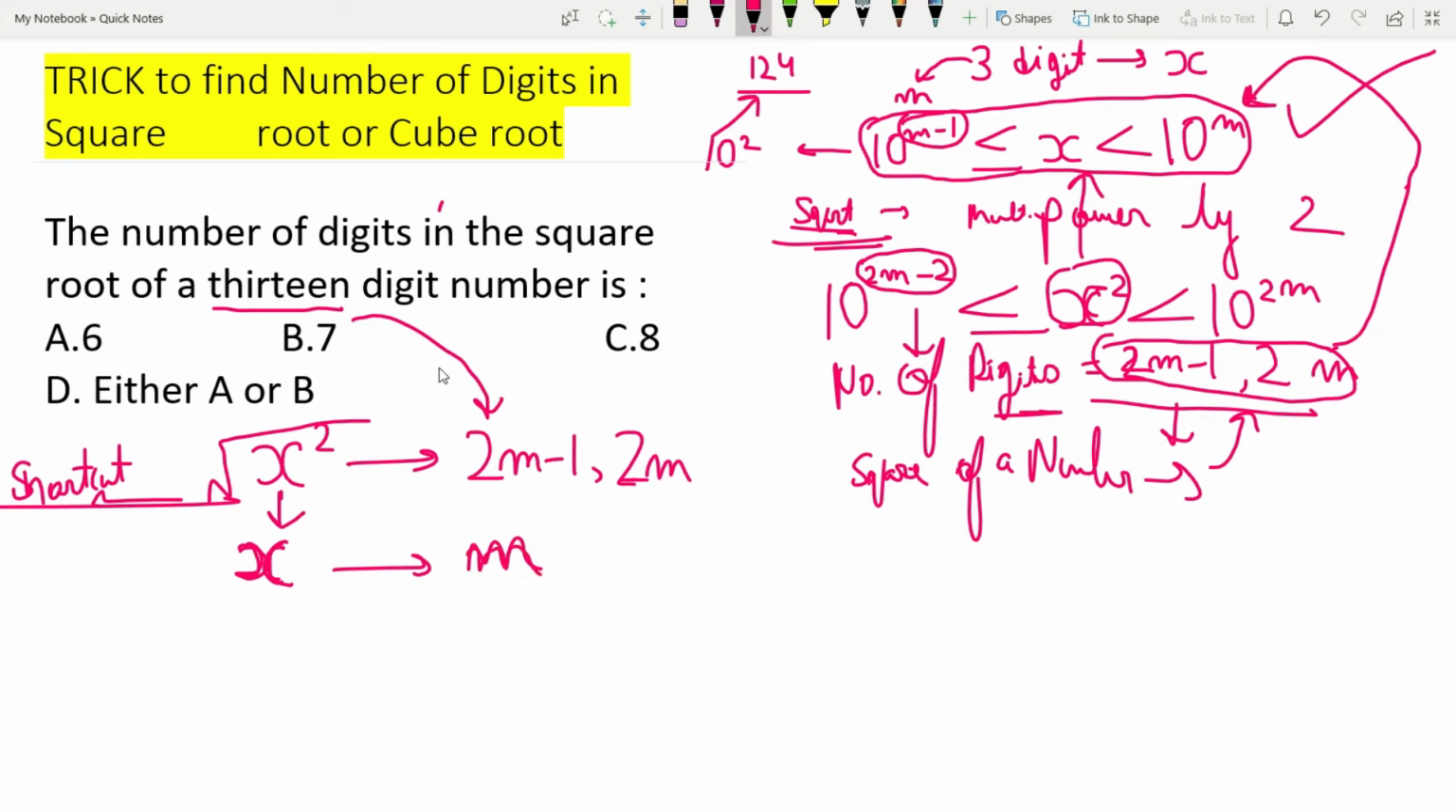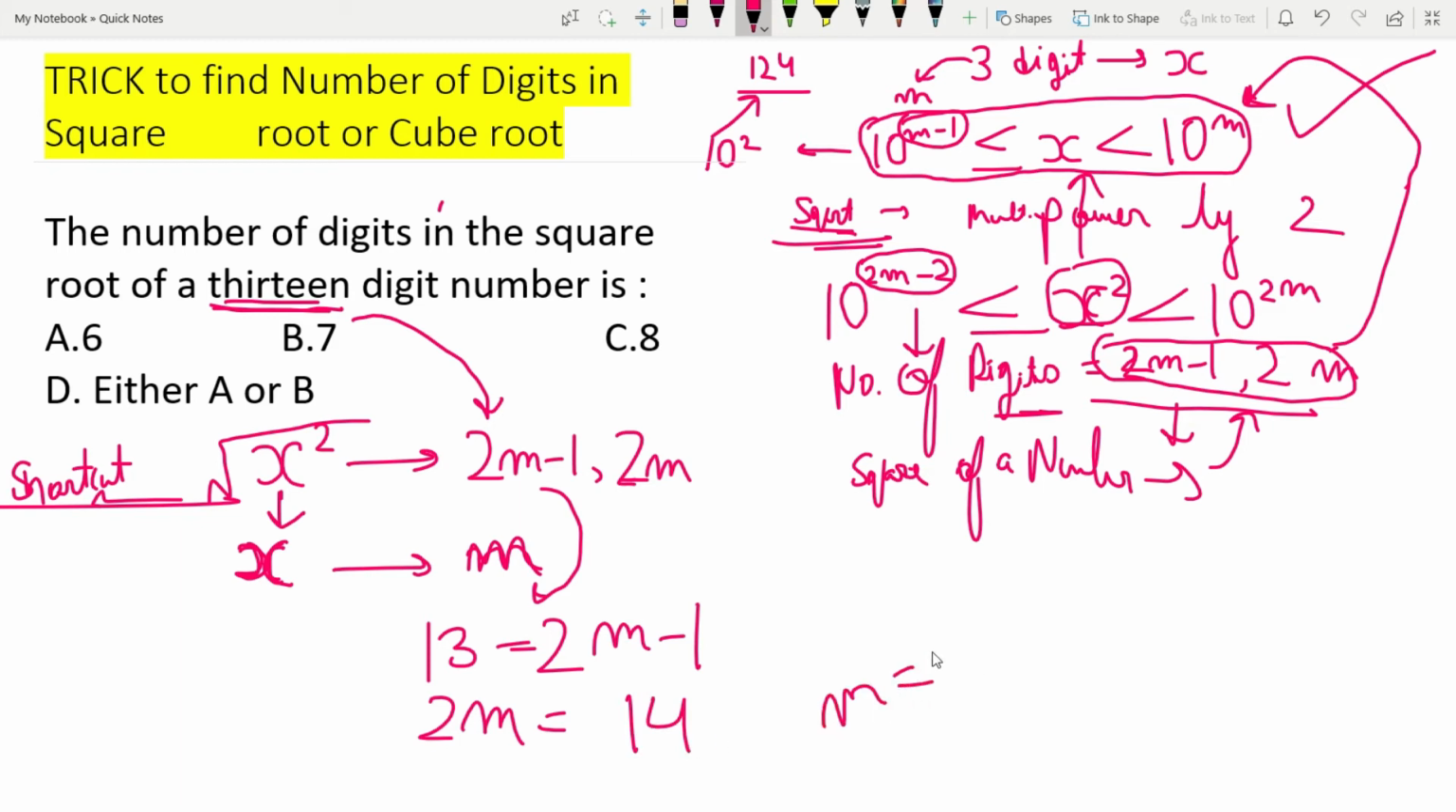So we put 13 in 2m minus 1, because 2m minus 1 is odd while 2m is even, and here the number of digits is odd. So 13 equals 2m minus 1. It means 2m equals 14, which means m equals 7. That is the answer. The number of digits is 7, so B is correct here. So this is the shortcut.